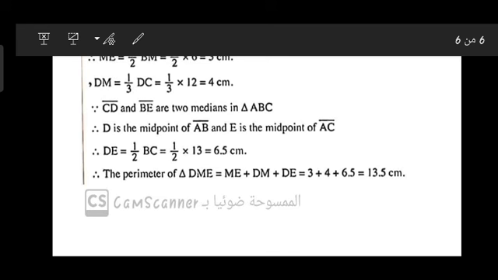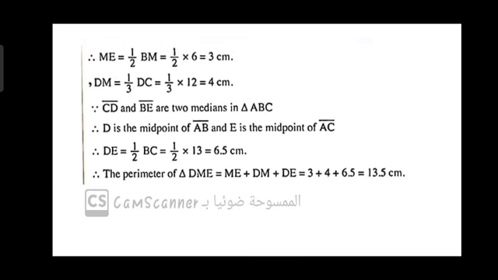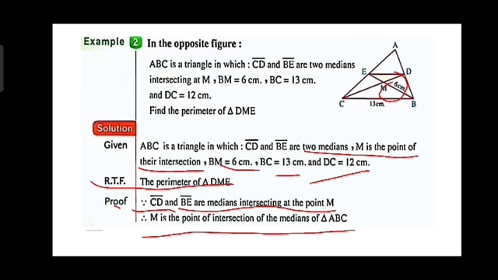Since CD and BE are two medians in triangle ABC, D is the midpoint of AB and E is the midpoint of AC. Then DE equals half BC, equals half times 13 equals 6.5 centimeters. Then the perimeter of triangle DME equals ME plus DM plus DE, equals 3 plus 4 plus 6.5, equals 13.5 centimeters. Thank you very much.